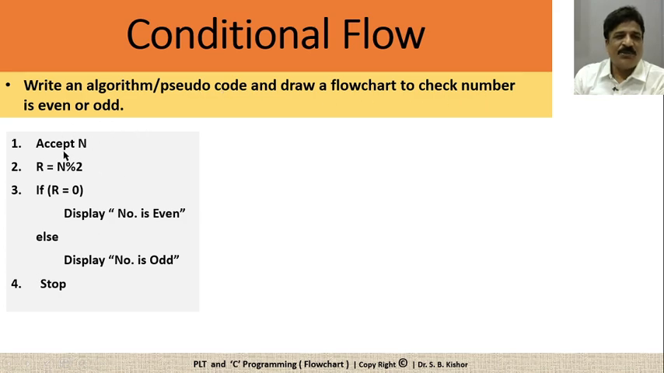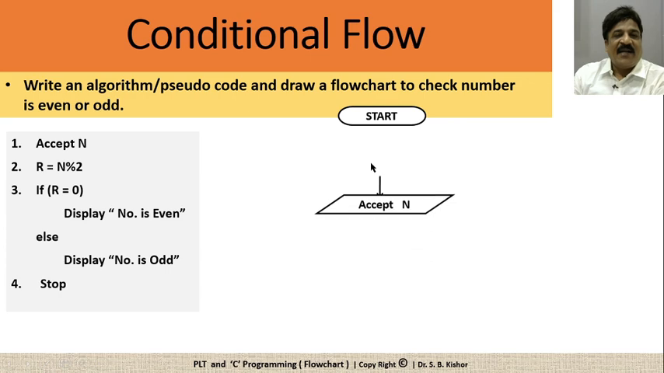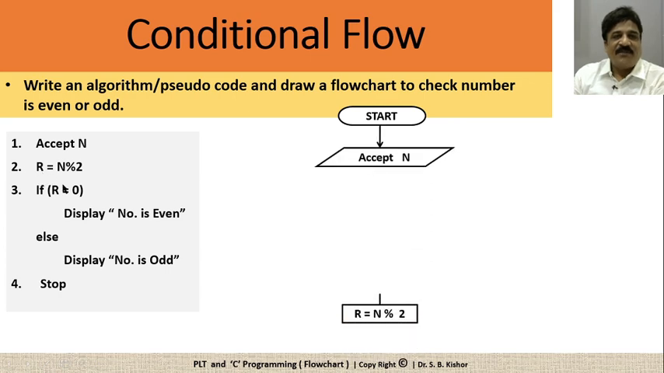Okay, so the algorithm has already been written over here, so we simply need to draw a flowchart for this particular algorithm. So accept the number, then find out the remainder. If the remainder is 0, it means the number is even. Whenever the number is divided by 2 and you get a remainder 0, it means the number is what? Even. Otherwise we may call it an odd number. So now we need to check whether the remainder is 0 or not.